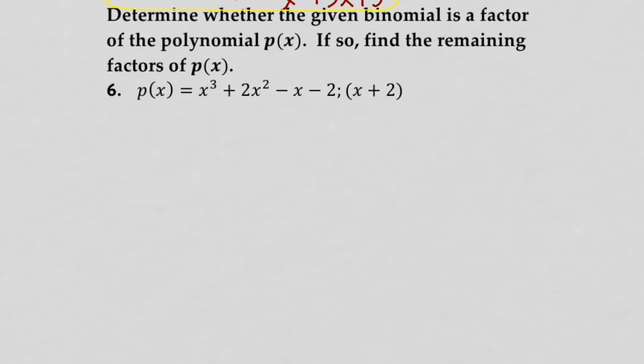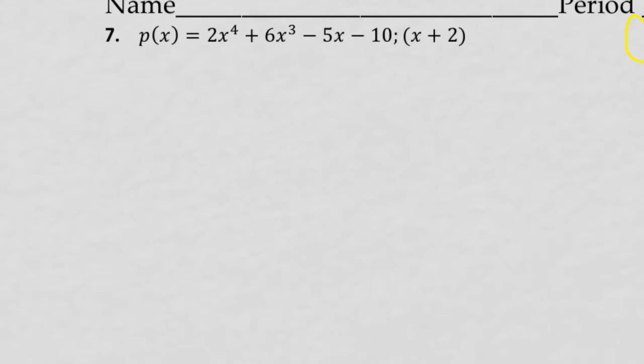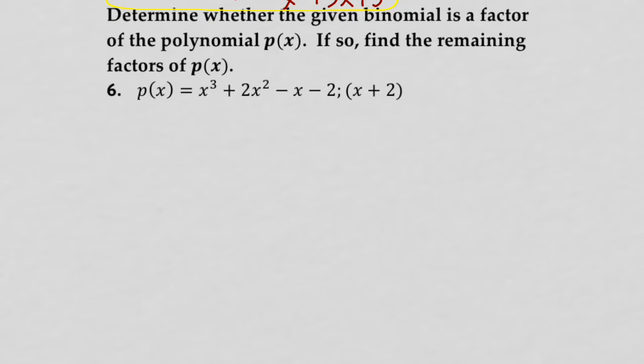Okay, so the next section I'm going to do is about polynomials, and it's asking us to determine whether the given binomial, this one, is a factor of this polynomial. Okay, and if it is, find the remaining factors. So let's go to number 7. I'm going to skip number 6. Number 7 is the same idea, but I feel like it's a little tougher, so I might as well do that one instead of number 6 for you guys.